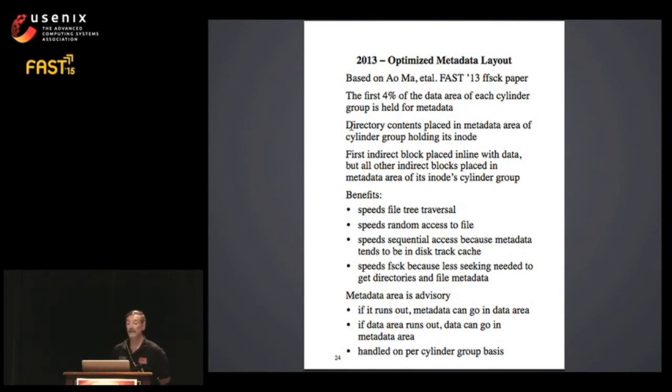So the benefit of this technique is it certainly speeds file tree traversal, because all the directories are in one place. You don't have to move very far to get it. It speeds random access to a file because all of the indirect blocks for that file are in one place. Once you've read one of them, the disk cache conveniently also sucks in all the rest of them for you, typically. So even though you're way off somewhere else getting the data, when you need the next indirect block, the disk already has that, and you just pick it right out of there and don't have to go zooming back to pick it up.